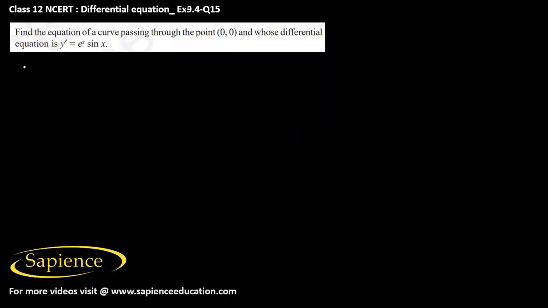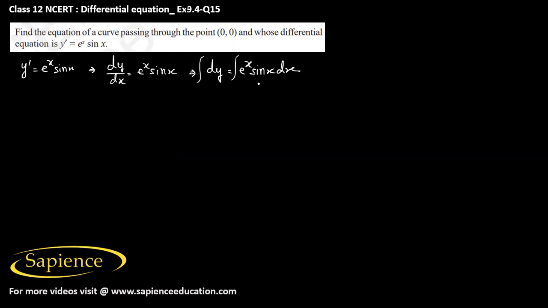Okay, so here it is asked: find the equation of the curve which is passing through the origin and whose differential equation is this. So y dash is given as e power x sine x. It means that dy by dx equals e power x sine x. So we can write it as dy equals e power x sine x dx. Then we have to integrate on both sides.